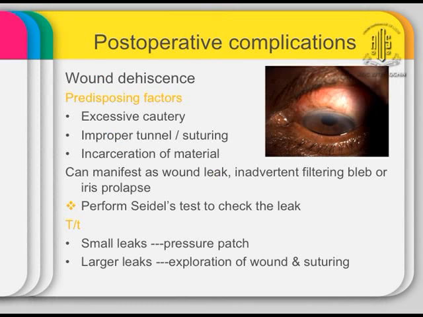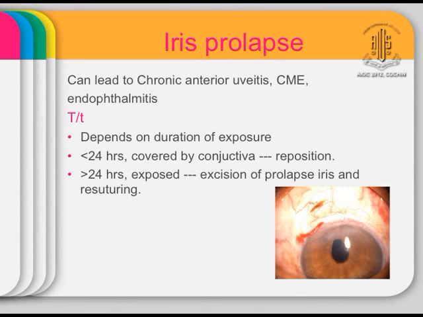Post-operative complications: wound gaping, which can be seen on the first post-op day. The predisposing factors are excessive cautery, improper tunnel or suturing, incarceration of the material into the tunnel. It can manifest as wound leak, inadvertent filtering bleb, or an iris prolapse. Always perform a Seidel's test to check the leak. This is the photograph showing an inadvertent bleb. A filtering bleb was detected on the post-operative day. Treatment is, for a small leak, a pressure patch; for a large leak, exploration of the wound and suturing is done. Iris prolapse can lead to chronic anterior uveitis, CME, or an endophthalmitis.